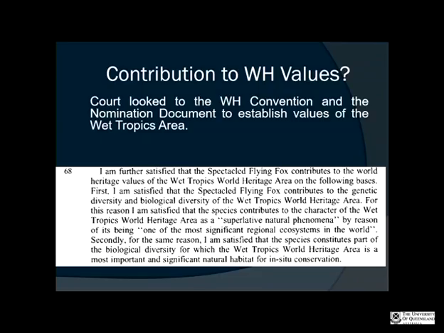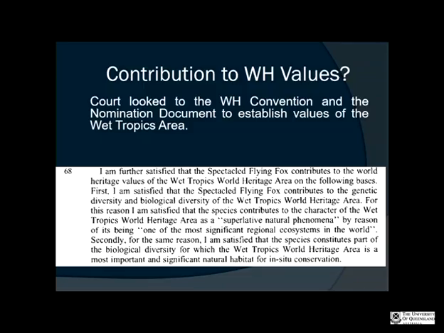He said, I'm further satisfied that the spectacled flying fox contributes to the World Heritage values of the wet tropics World Heritage Area on the following basis. First, I'm satisfied that the spectacled flying fox contributes to the genetic diversity and biological diversity of the wet tropics World Heritage Area. For this reason, I'm satisfied that the species contributes to the character of the wet tropics World Heritage Area as a superlative natural phenomena, by reason of its being one of the most significant regional ecosystems in the world. Secondly, for the same reason, I'm satisfied that the species constitutes part of the biological diversity for which the wet tropics World Heritage Area is a most important and significant natural habitat for in situ conservation.